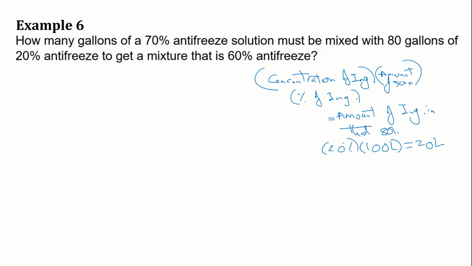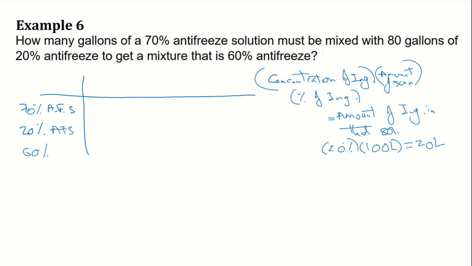So this is the way that we're going to set up our table. We are going to do these as well using a table. So we'll set up a table. The categories will be the kind of solutions we're mixing. We're mixing a 70% antifreeze solution with some 20% antifreeze solution to get some 60% antifreeze solution.